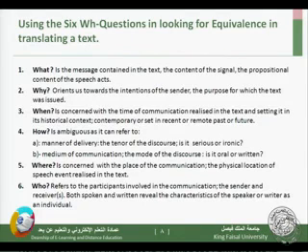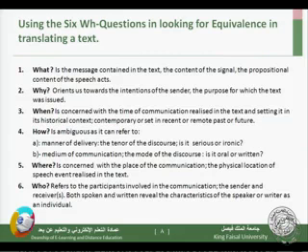Now, question number 1, or the first WH question: what? You ask yourself, what is the message contained in the text? Before you translate any text or any message, you ask yourself, what is the message contained in the text? The content of the signal, the propositional content of the speech acts. So the first question you ask yourself if you want to find out the equivalence is, okay, what is the message? What is the signal? What is the content of the speech acts, whether it is written or oral?